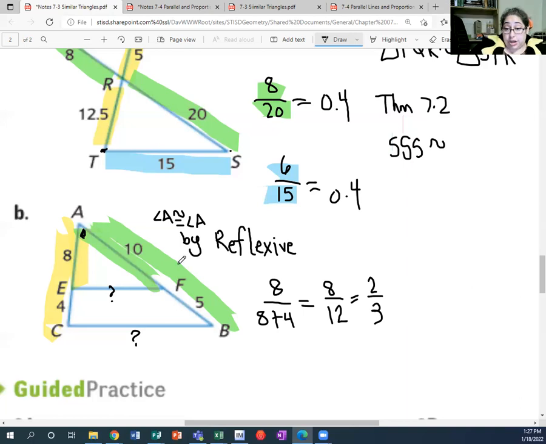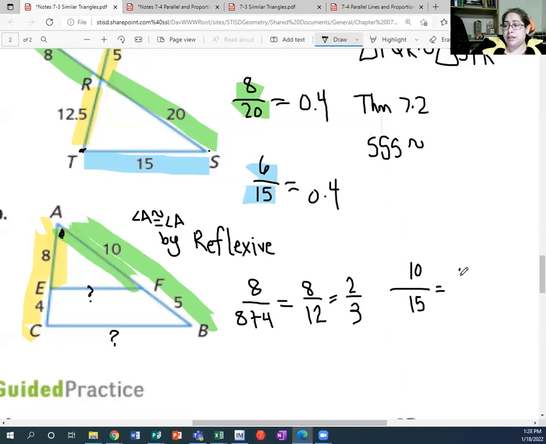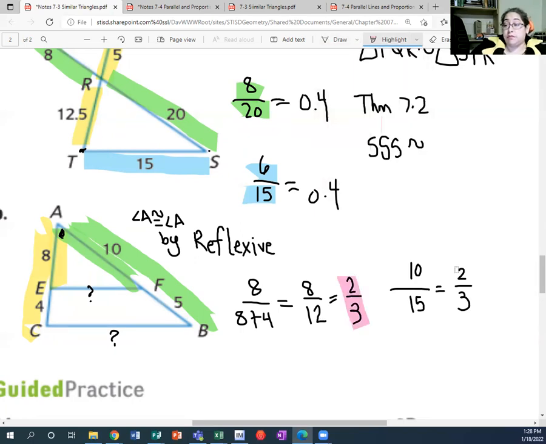All right, let's check this other one. So I'm going to have the 10 in the numerator, and I'm going to have 15 in the denominator. You agree with me on the 15? Yeah, 10 plus 5. Okay. 10 and 15 are both divisible by 5. 10 divided by 5 is 2. 15 divided by 5 is 3. The fractions are equal. That means they're in proportion, and so I can say these triangles are similar.